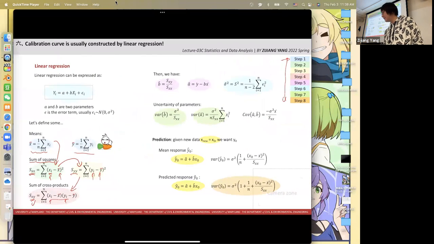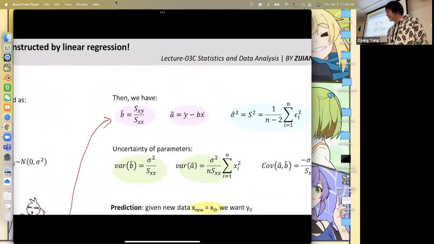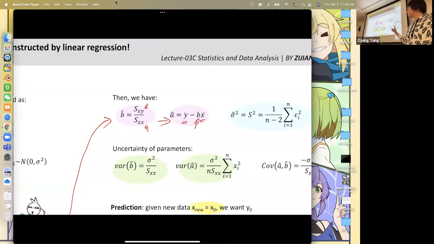So we have all of this here, and the next step is to estimate A and B. So in this case, B hat equals SXY over SXX, and these two values are known, so we can calculate the B value. Again, I put a hat here, it just shows this is an estimated value. And by having B, and we know Y bar, we know X bar, we can use this to calculate A. So A value can also be calculated.